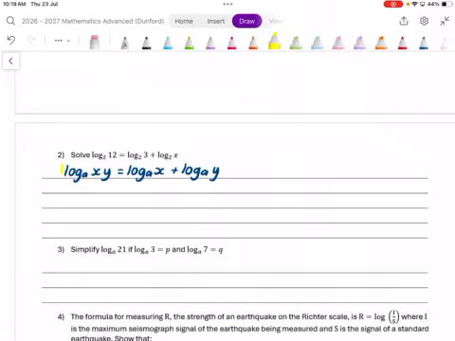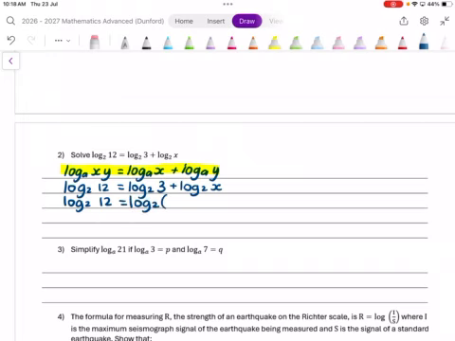Okay, that's in the same form. Now, what we have is log base 2 of 12 is equal to log base 2 of 3 plus log base 2 of x. That's just rewriting the question. So that means that our log base 2 of 12 is going to equal log base 2 of 3 times x.